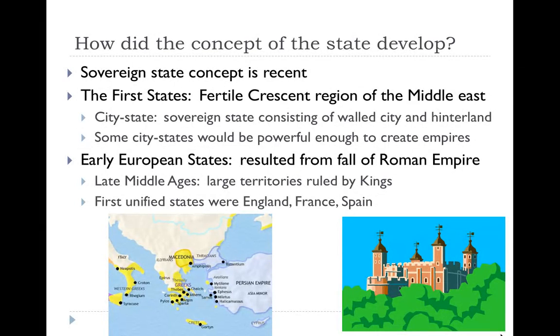Eventually, some city-states would become very powerful and gain empires, and that leads us to the early European states, where we see the Roman Empire starting around that time. Then eventually we'll see the fall of some of these Greek city-states and the Roman Empire, and that will lead to what we call the late Middle Ages, and these large territories then being controlled by kings and queens. And eventually we'll get to the time period where we see these unified states like England and France and Spain, where a king is in charge of basically the entire country or state as we know it today.